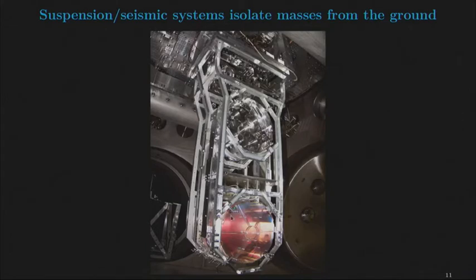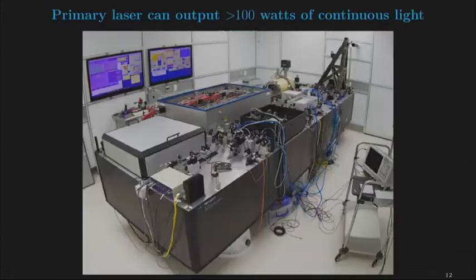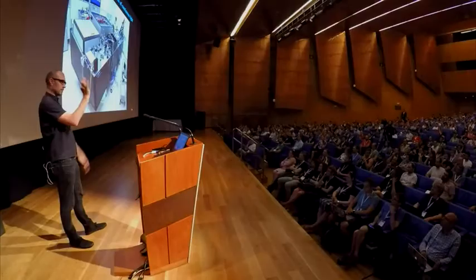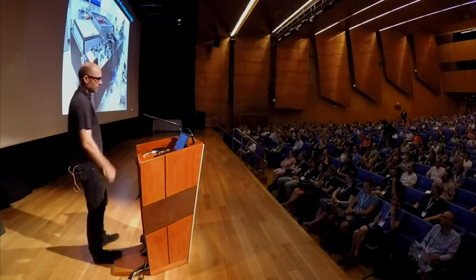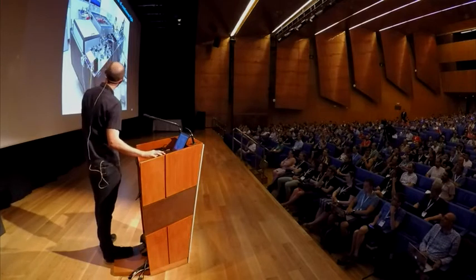This mirror is hung from this mass, which is hung from another mass here, which is hung from another mass here, which is hung from this table, which has an active seismic isolation system. And so this is one of the core mirrors. This is our laser, which can output over 100 watts of continuous light power. That doesn't sound like much because you think of a light bulb in your house as 100 watts, but the light bulb is outputting light in all directions, and this laser beam is focused into a very tiny spot, and if you were to get hit by it, it would not be fun for you.